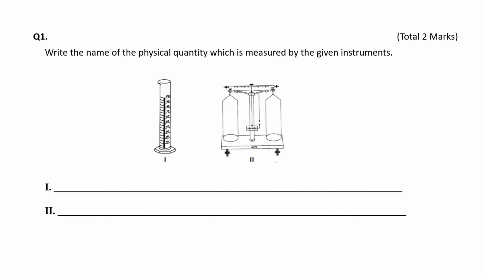The first one is a measuring cylinder, which measures the physical quantity volume. And the next one is the physical balance, which will measure the mass of an object.